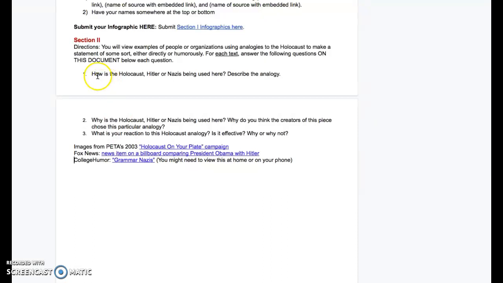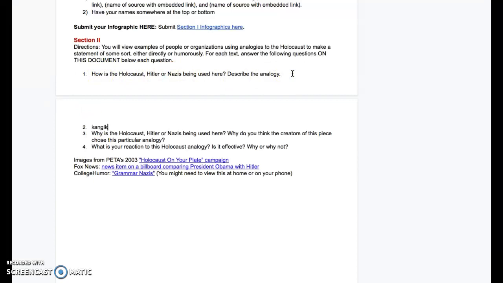And what I'd like you to answer is, how is the Holocaust, Hitler, and Nazis being used here? Describe the analogy. Remember, an analogy is supposed to be 2 different things put together to make a point. Why is the Holocaust, Hitler, or Nazis being used here? Why do you think the creators of this piece chose this particular analogy? Think about what is their purpose, and then what's your reaction to this Holocaust analogy? And I want your reaction for PETA, Fox News, and College Humor. You can answer questions 1, 2, and 3 right below the question by literally just typing your answer.